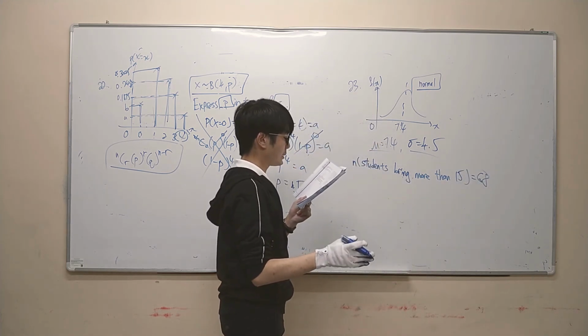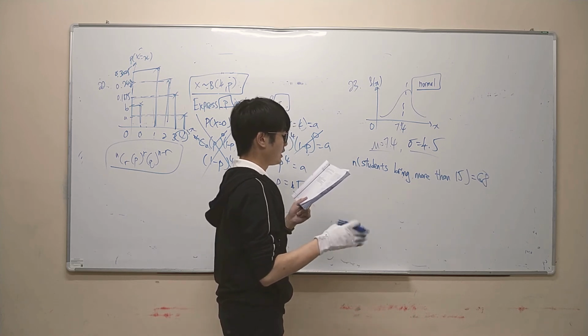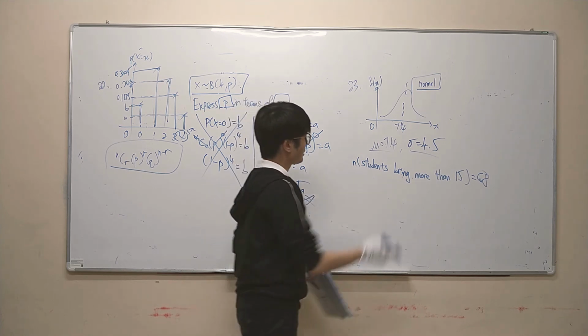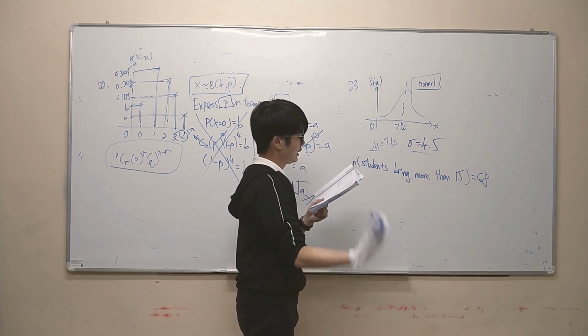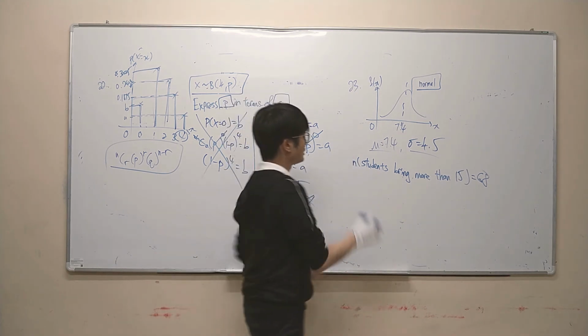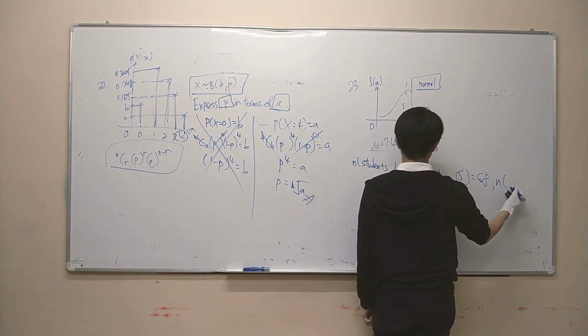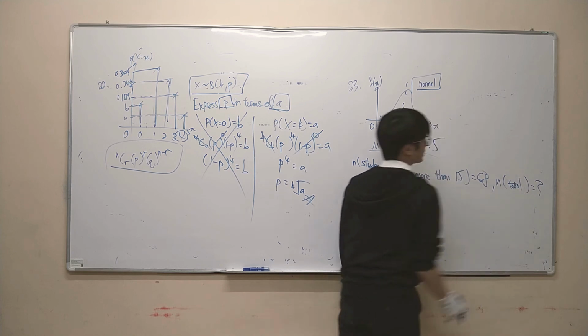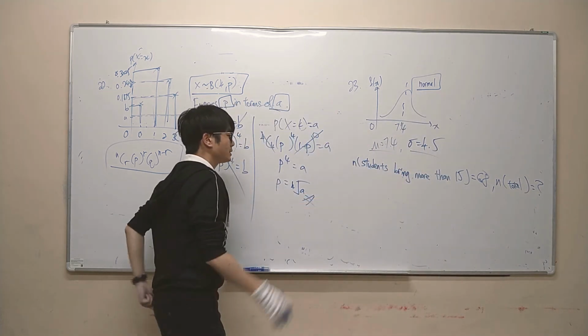So the school has a rule that prohibits students from bringing more than 15. The number of students that break this rule is 68. It means the number of students that bring more than 15 is 68. And determine the number of students in this school. So number of students means the number of total students. What does this mean, right? Okay, it's fine, we do it together. How?